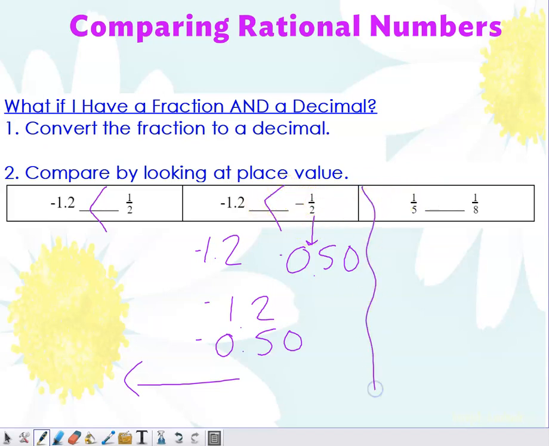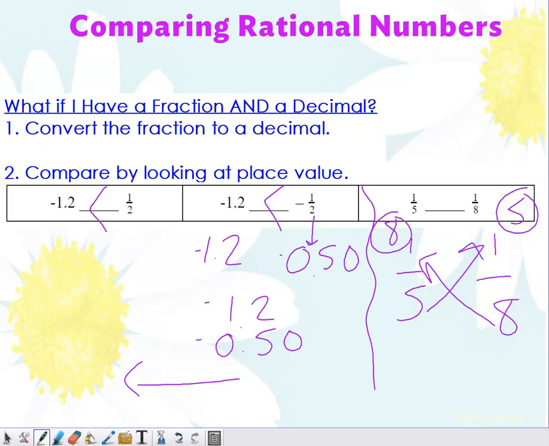And then when you're looking here, we just did stuff like this, 1/5 and 1/8. We cross multiply. 8 times 1 gets us 8. 5 times 1 gets us 5. The one with the larger product, since these are positives, is the larger number. At this point in time, please pause the video or rewind the video.